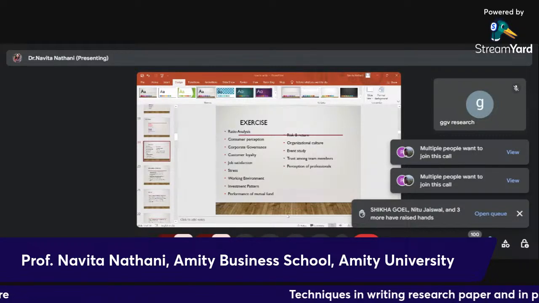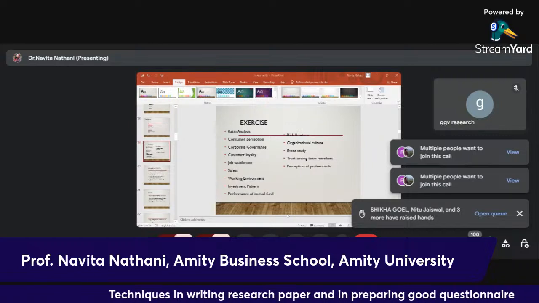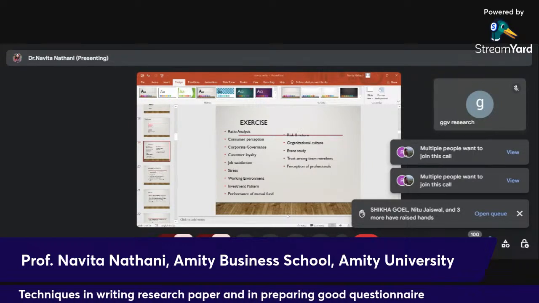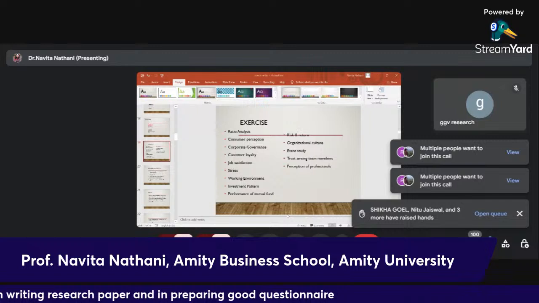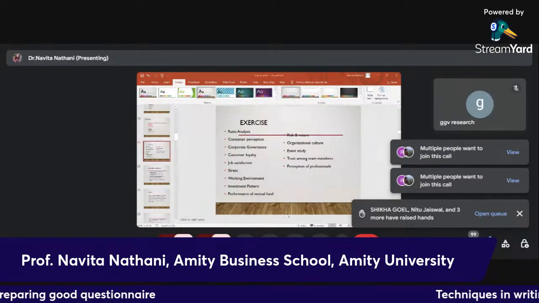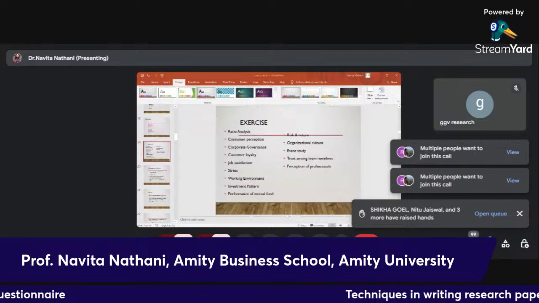Whenever you are identifying anything or making your topic for a thesis, the topic should have more than 2-3 variables, which would give you a comprehensive study and comprehensive results even.